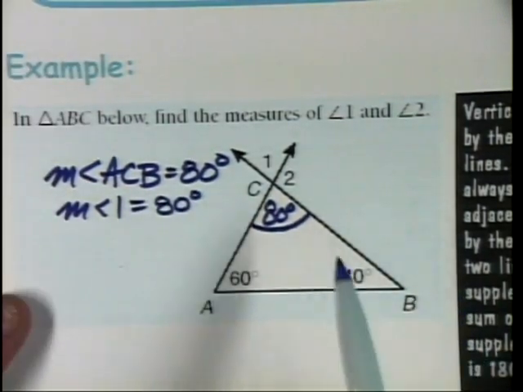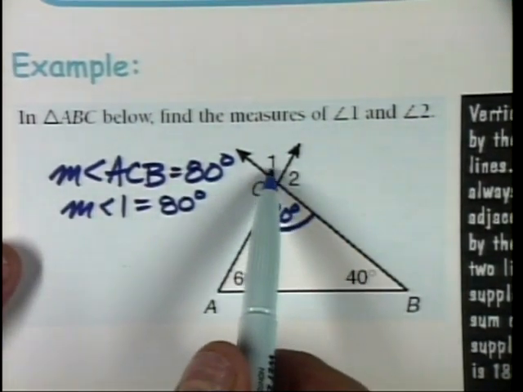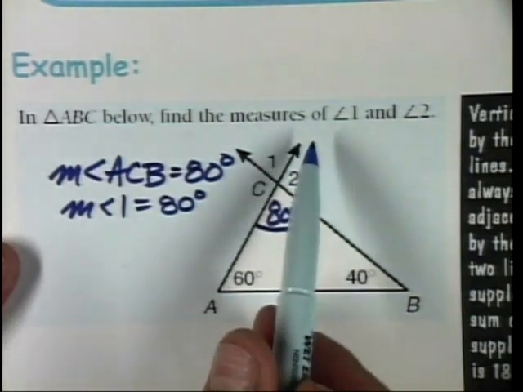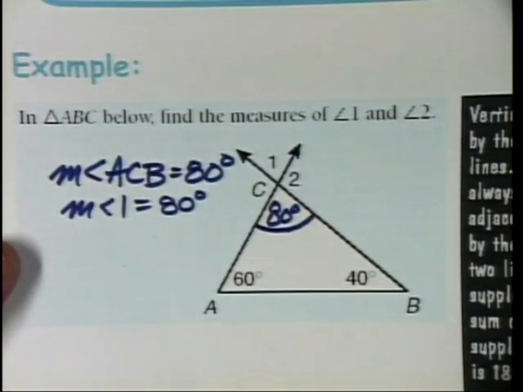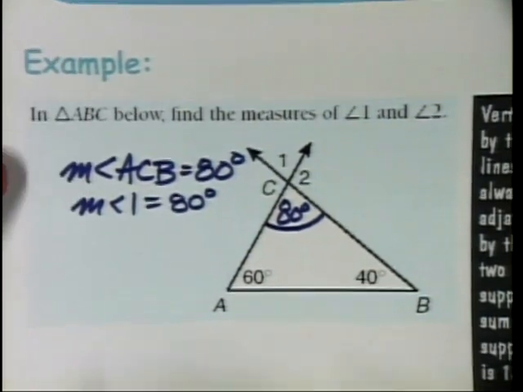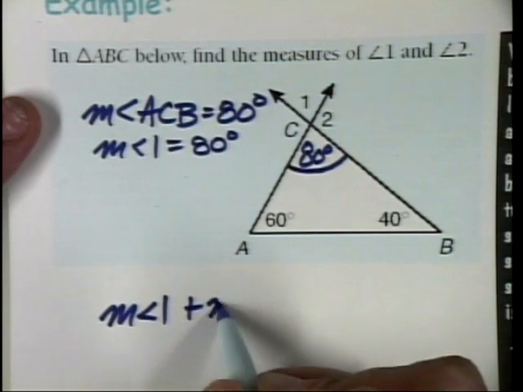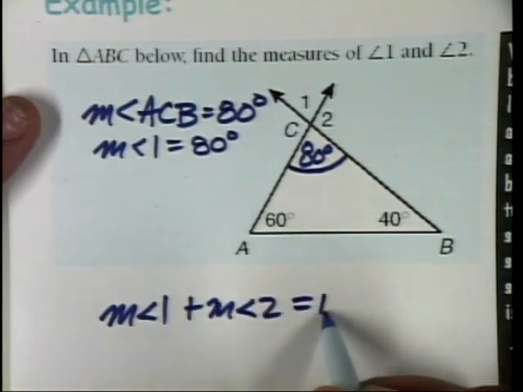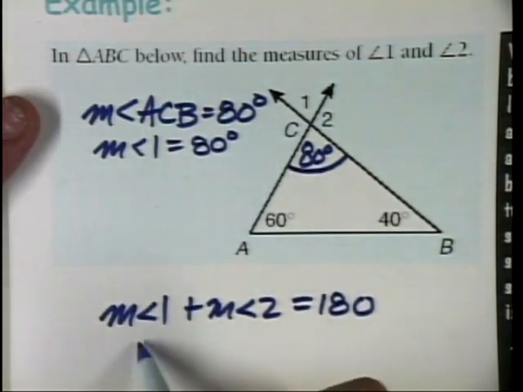So how is that going to help us find the measure of angle 2? Well, remember that angle 1 and angle 2, since they are on a straight line, form a linear pair, and all linear pairs are supplementary, so they all add to 180. So we could say then here that the measure of angle 1 plus the measure of angle 2 has to equal 180 degrees. Well, since we know the measure of angle 1 is 80, I can substitute that in.